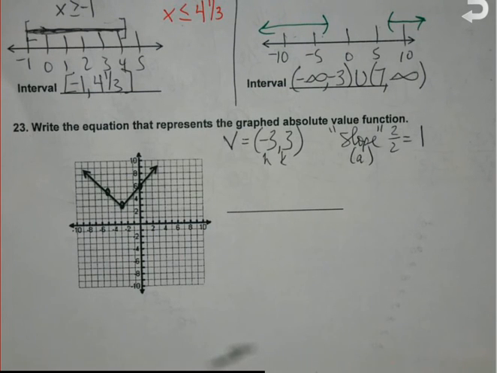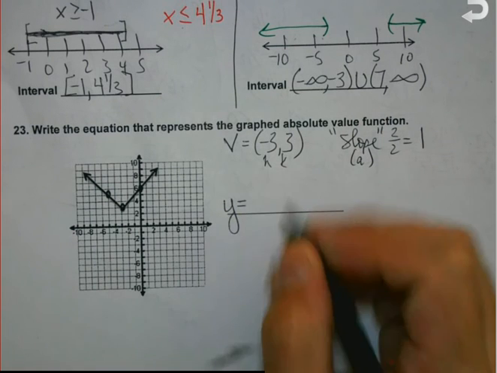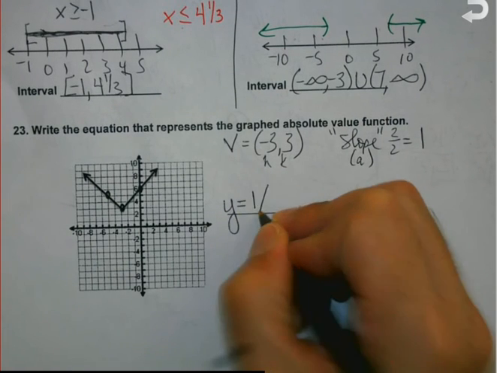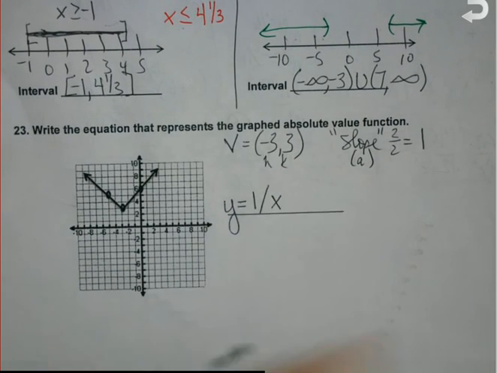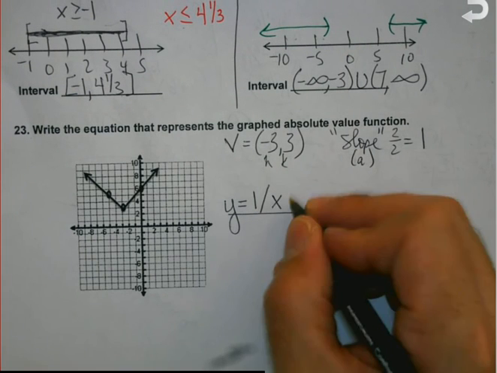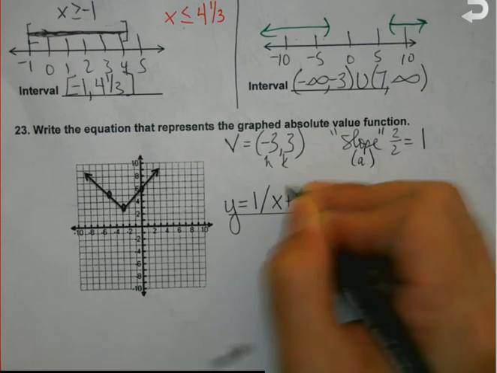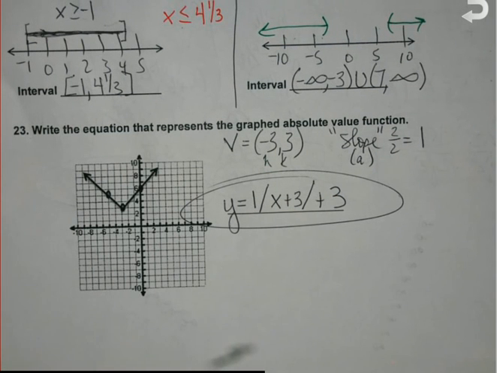So when I go to do this, remember my expression is y equals a times the absolute value of x minus h, or x then the opposite of h, plus k. And we're set.